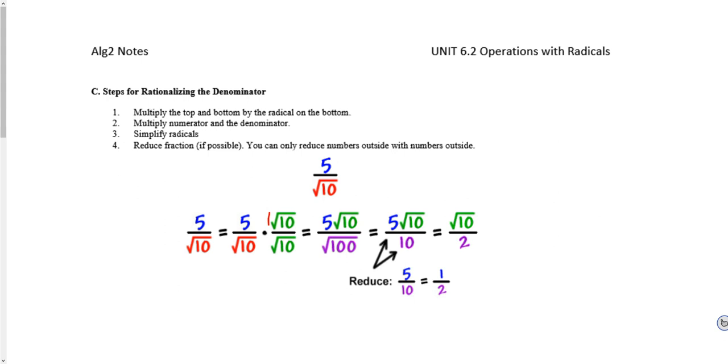The thing is, once that 100 turns to a regular 10, you can now simplify anything that's not in the radical. So this is like having 5 over 10. So 5 over 10 reduces to 1/2. Now, not everything is going to reduce like that, but it's something that you do need to check for. So your final answer would be this.